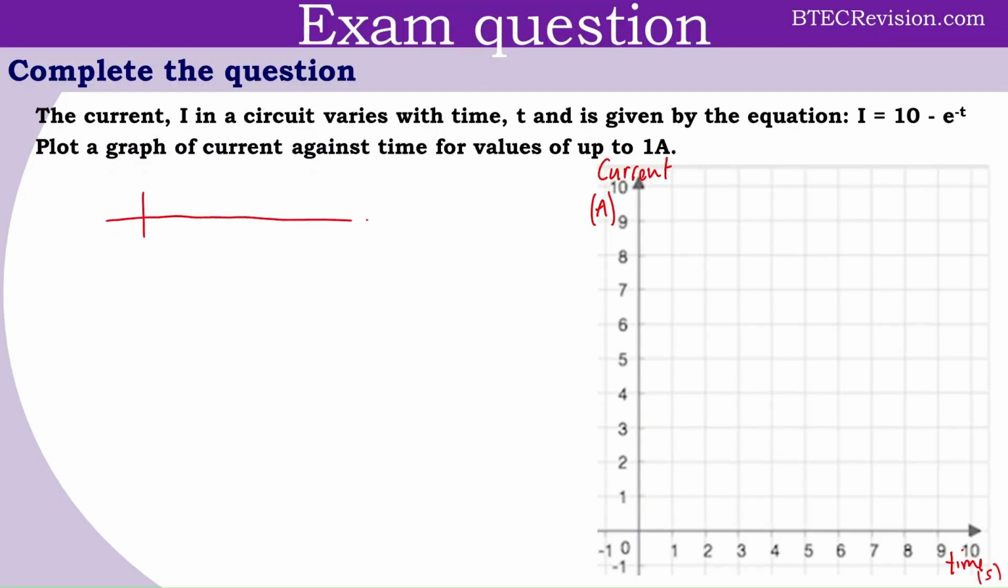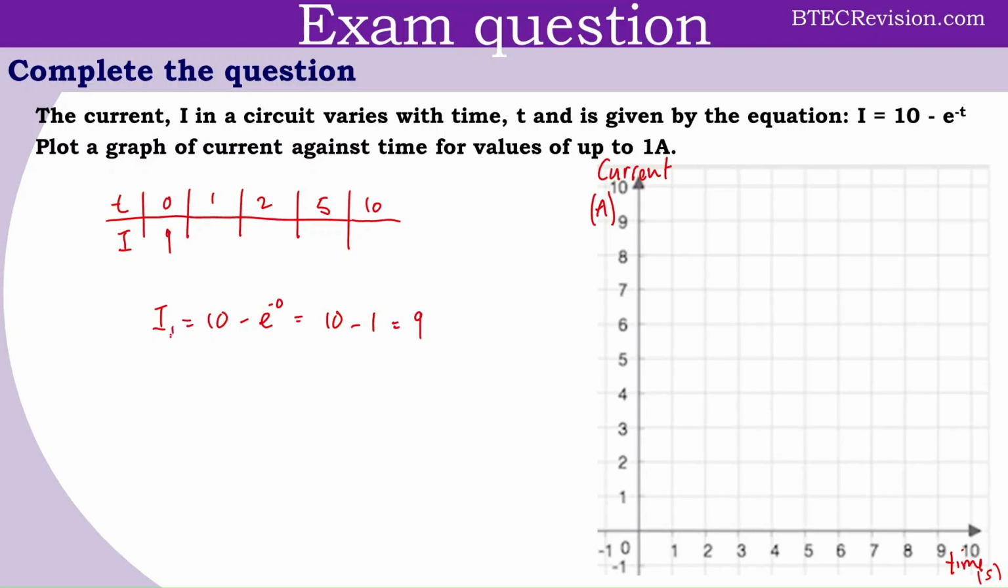We will have our time values. We can start with 0 because you cannot have any negative time values. So we will have 0, 1, 2, and then we'll plot 5 in the middle, and the last available value on the graph, 10. And the current, I, we can work out. We'll start with the first value, 10 take away e to the power of -0, which is 10 take away 1, so that's 9.